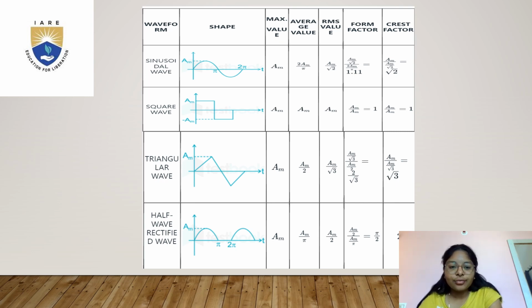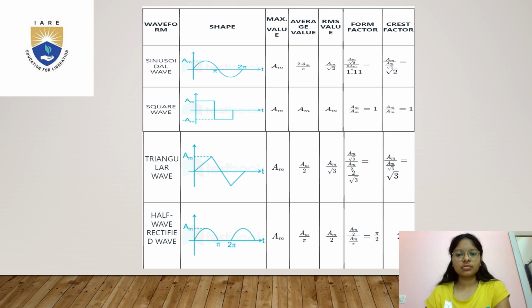And next we have the half wave rectified wave. The half wave rectified wave shape is like this, and the maximum value is Am, the average value is Am by pi, and the RMS value is Am by 2. The form factor is Am by 2 divided by Am by pi. We cancel Am and get pi by 2, and the crest factor is 2. I hope you understood this table. We get into our next slide.